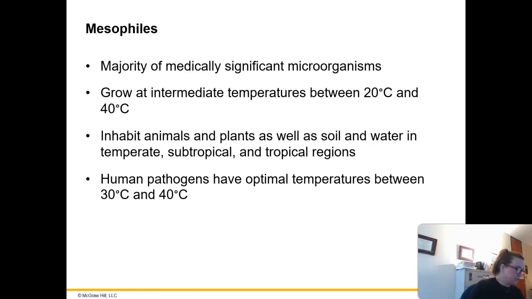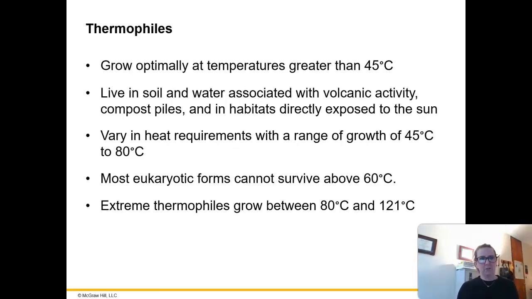monocytogenes, a human pathogen. It's a truly psychrotolerant organism, meaning it likes growth between 30 and 40 degrees Celsius, but it grows slowly at temperatures as low as 1 degree Celsius and can actually grow in ice cream and refrigerated meat. So this is why it's important to know the intermediate temperature and the maximum and minimum of the cardinal temperatures.